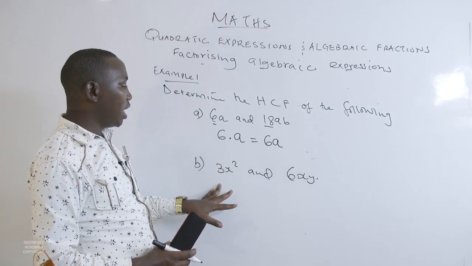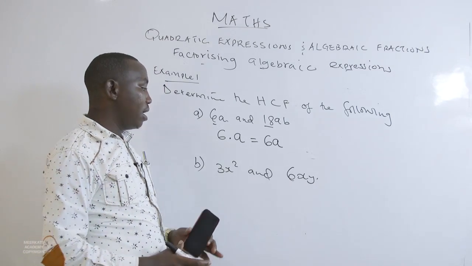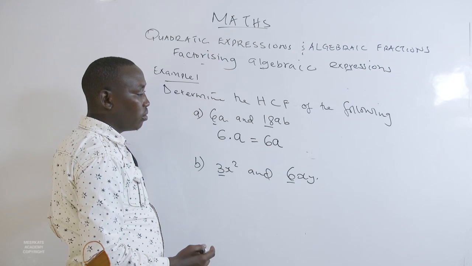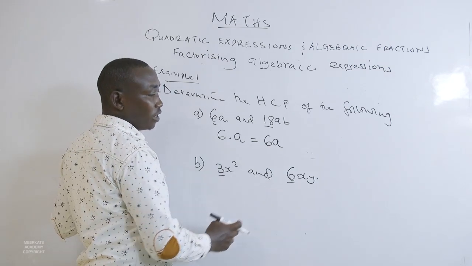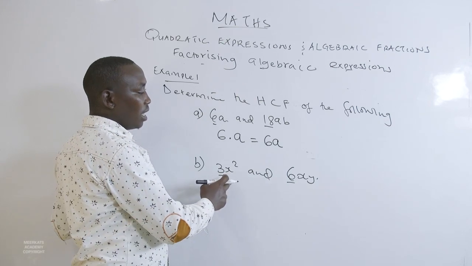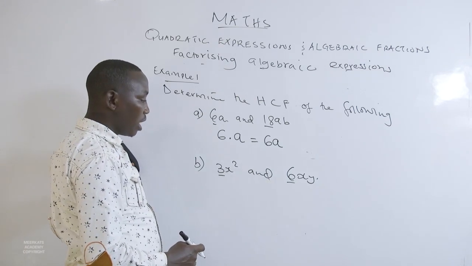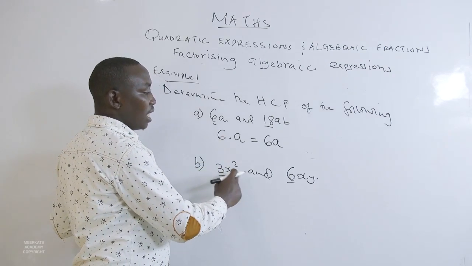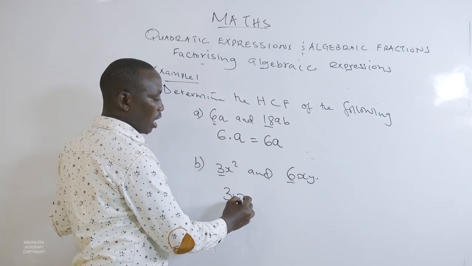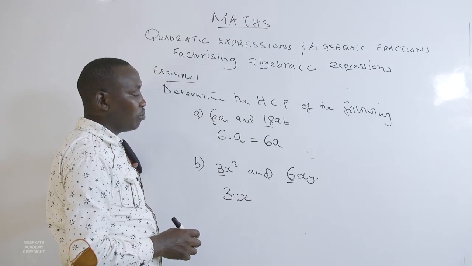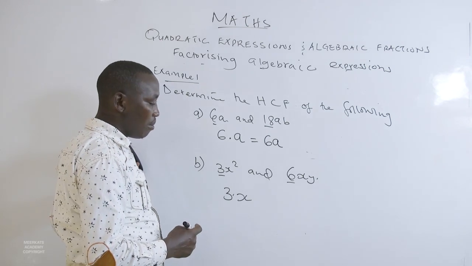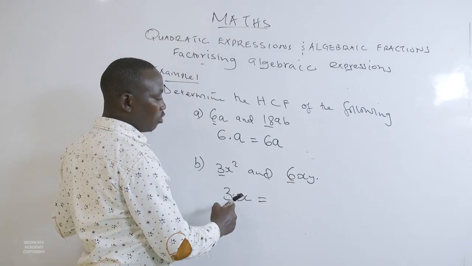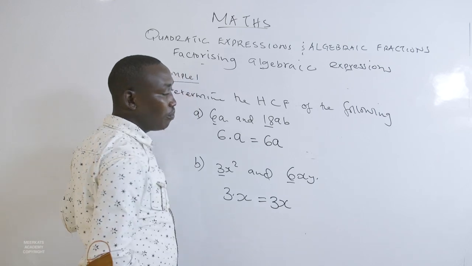Number 2, we have 3x squared and 6xy. In the first instance, we consider these whole numbers ranging from 1 to infinity. We have 3, we have 6. We note that 3 is common in the two expressions, and that is why we are going to pick 3. There is x, there is also x. That means we can pick an x as being the highest common factor between the two expressions. That means the highest common factor will be 3 times x, which is 3x.